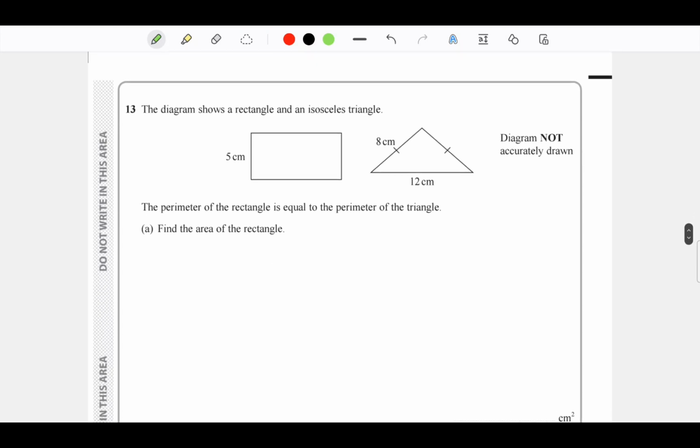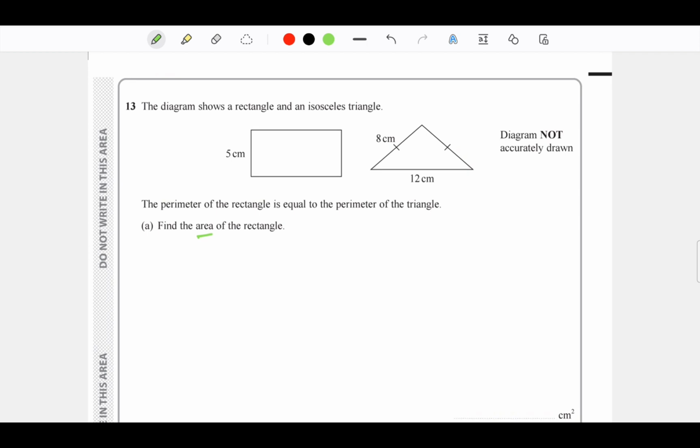Question 13. The diagram shows a rectangle and an isosceles triangle. The perimeter of the rectangle is equal to the perimeter of the triangle. Find the area of the rectangle. So the key point here is isosceles. So isosceles means that this line and this line connecting to the base of the triangle equal each other, which means that the perimeter of the triangle would equal to 28 centimeters. This is the perimeter.